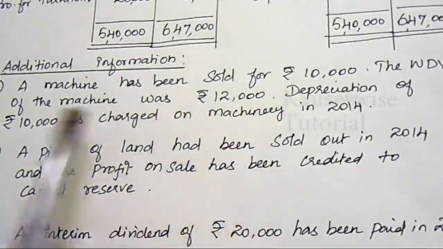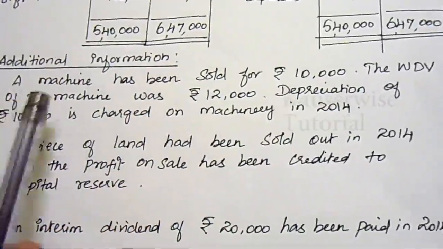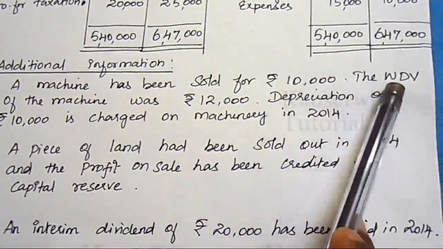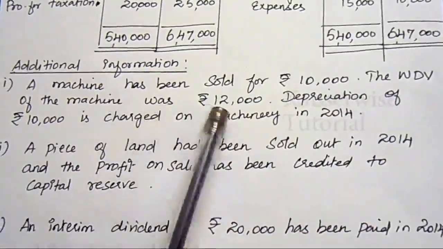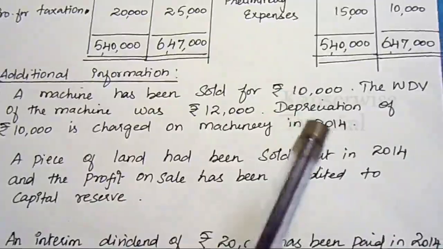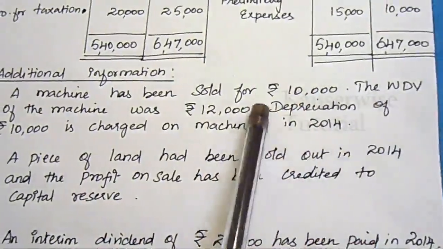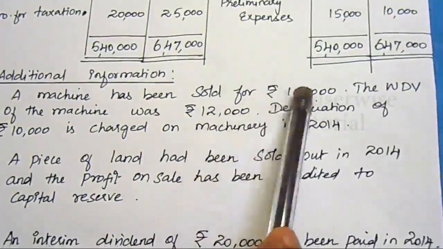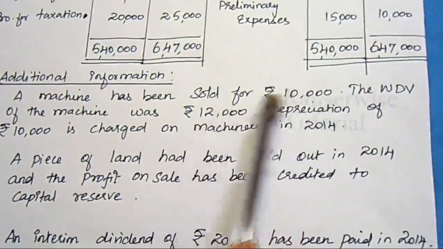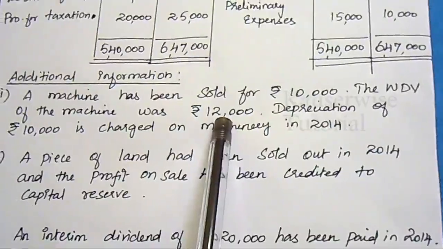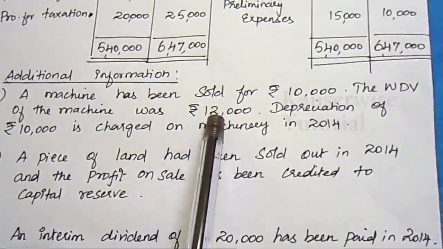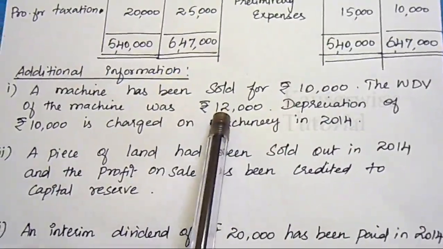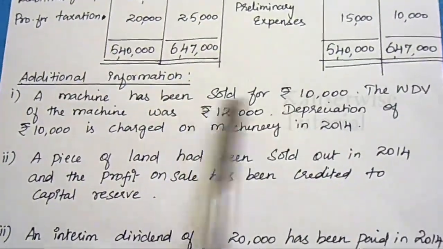Look at the adjustment, additional information. First one, a machine has been sold for 10,000. The written down value of the machine was 12,000. So on that day, the written down value of machinery was 12,000 but sold for 10,000. What is the difference? 2,000. The 2,000 is called loss on sale of machinery. So that will be recorded in the machinery account separately. You need to prepare a separate ledger for this transaction.